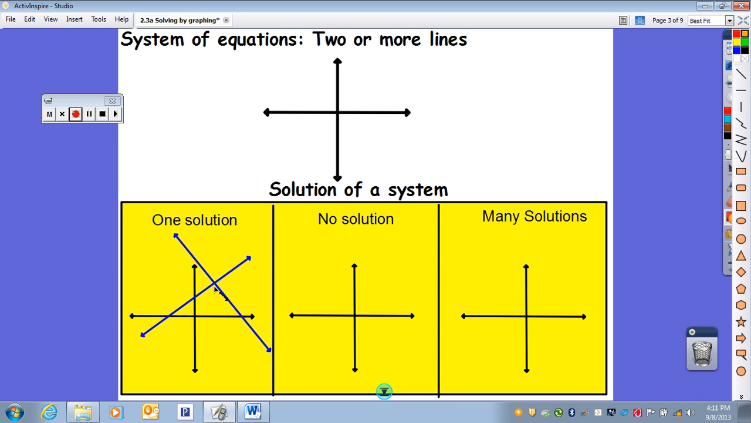Just like in our previous example, Verizon and Sprint met at one point, and at that particular point it was when the charge was the same for both companies. We also might have a situation where we draw two lines and they never meet. That means they are parallel and they have no solution. We also might have a situation where we have two lines, one being directly on top of the other, and that would mean that in this particular instance there are many or infinite solutions to the system.